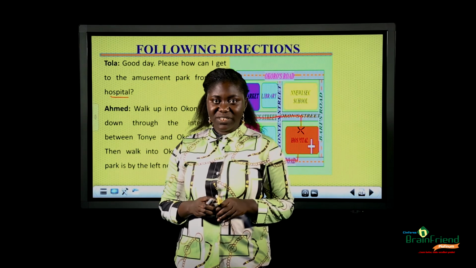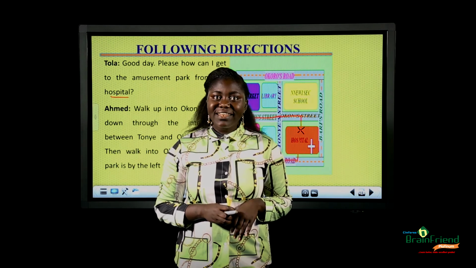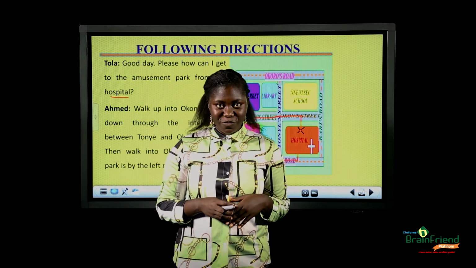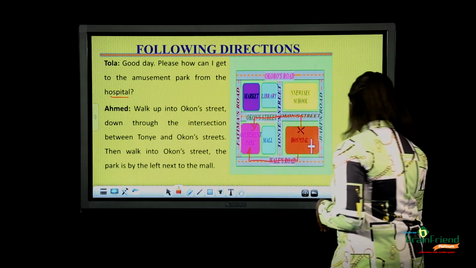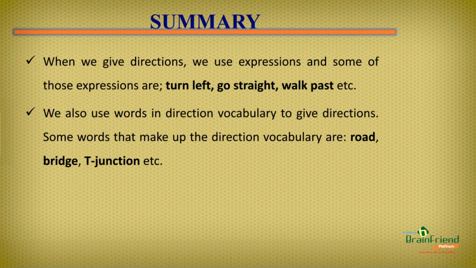Now we've come to the end of today's lesson, but before we go, let's take a summary of all that we've done so far. Today we've learned that when we give directions, we use expressions, and some of those expressions are turn left, go straight, walk past, and so on. And lastly, we'll also use words in direction vocabulary to give directions. Some words that make up the direction vocabulary are road, bridge, T-junction, and so on.